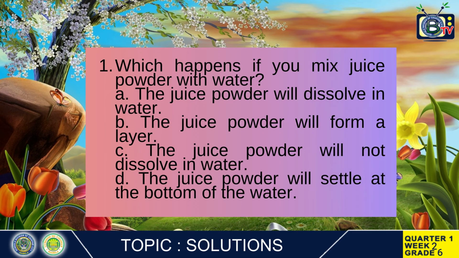Number 1. Which happens if you mix juice powder with water? A. The juice powder will dissolve in water. B. The juice powder will form a layer. C. The juice powder will not dissolve in water. And D. The juice powder will settle at the bottom of the water.